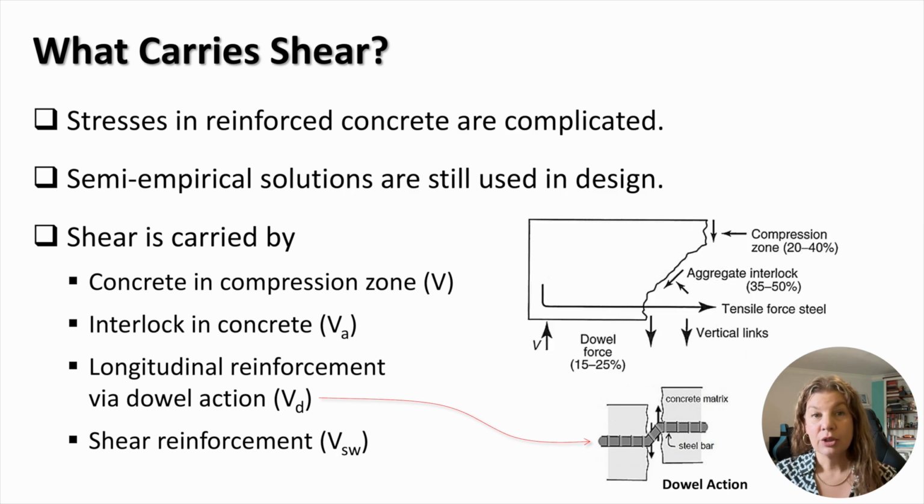In a beam without shear reinforcement, the concrete in the compression zone carries between 20 to 40% of shear. Aggregate interlocking in concrete takes around 35 to 50%, and dowel action takes between 15 and 25%.